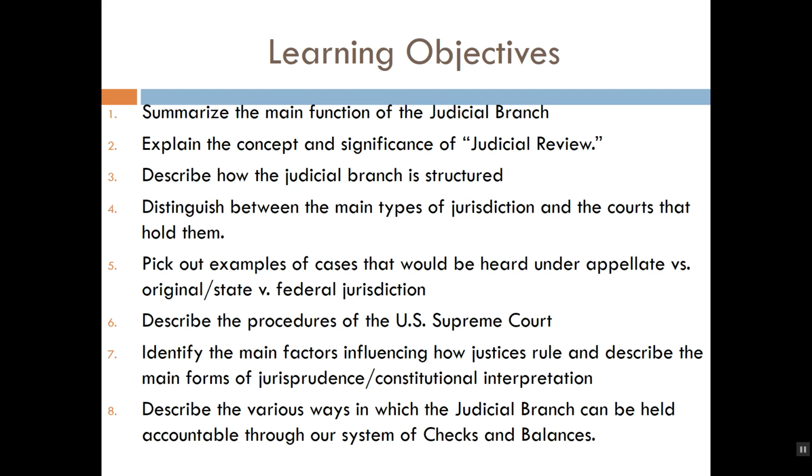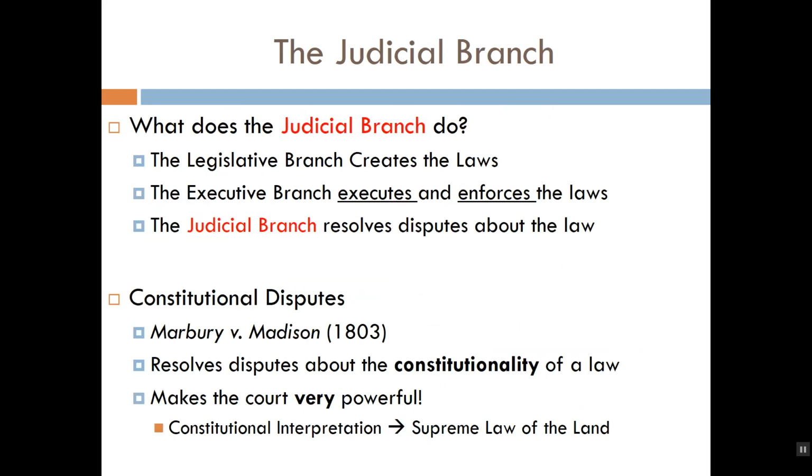Number 6, describe the procedures of the United States Supreme Court. Number 7, identify the main factors influencing how justices rule, and describe the main forms of jurisprudence, constitutional interpretation, and other such factors. Finally, we're going to close with learning objective number 8, where you are asked to describe the various ways in which the judicial branch can be held accountable by the other branches through our system of checks and balances. Let's go ahead and get started with the first learning objective.